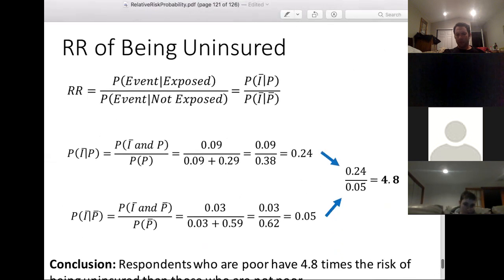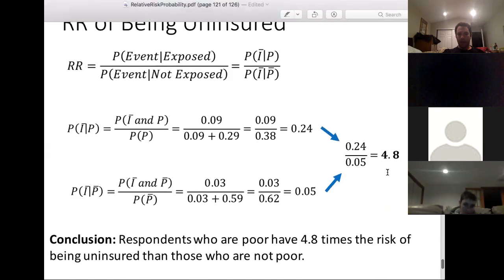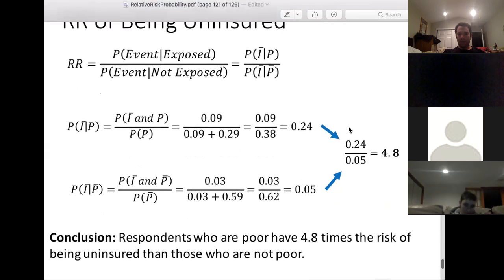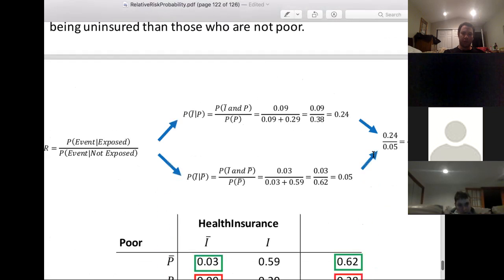So here's how we can calculate the relative risk of being uninsured given people who are poor. And we actually find, using calculating it, that it's around 4.8. So those who are poor are 4.8 times as likely to be uninsured than those who are not poor.